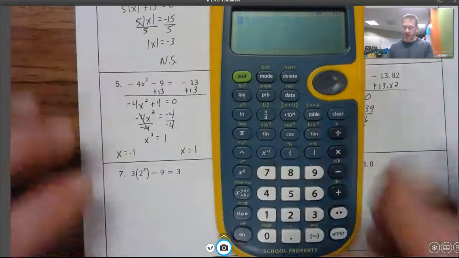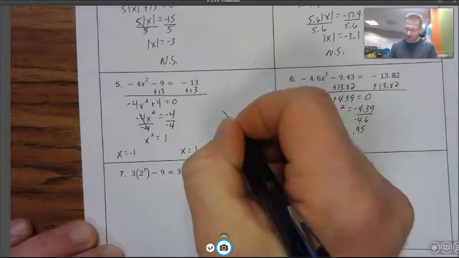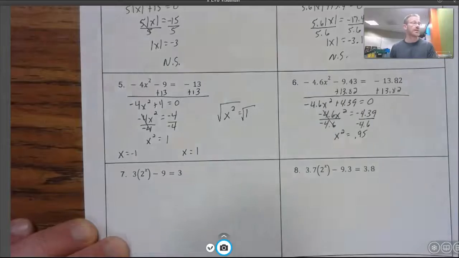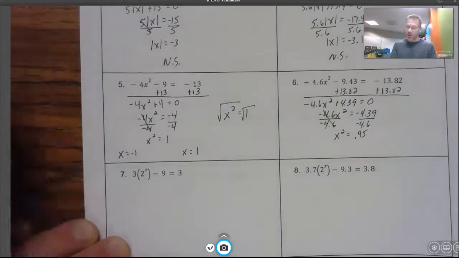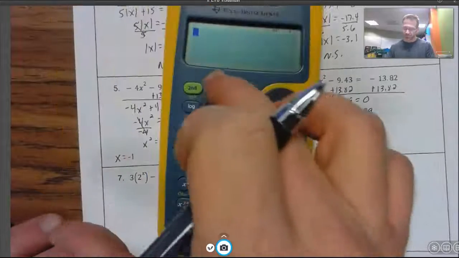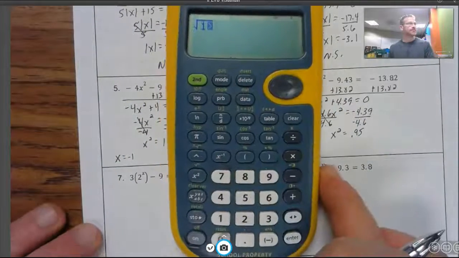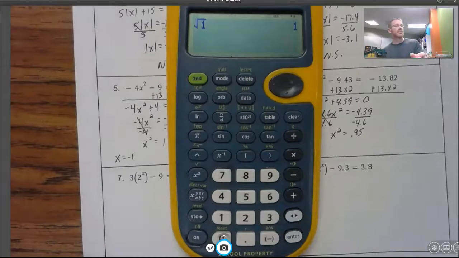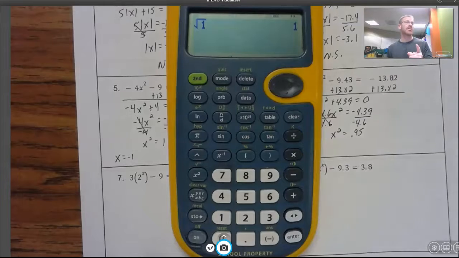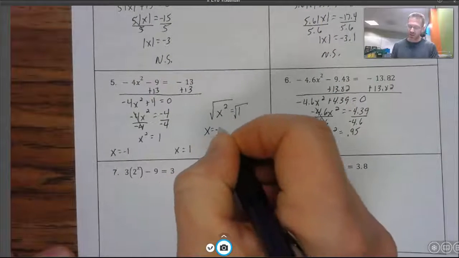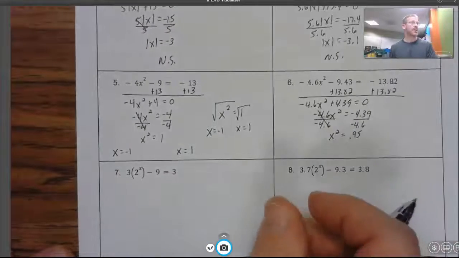So notice, if I clear this out, and if I did this work on my paper, I'm just going to write it right here: x squared equals 1. We would take the square root of both sides, like that. Now, here's what you have to understand. If I put that in my calculator, I want to do the square root of 1. So second, square root of 1. It gives me 1. It is only going to give you the positive solution. You have to remember that I was expecting 2 solutions. So even though my calculator is only giving me 1, I have to write the other solution. So I have to know that it would be -1 and +1.